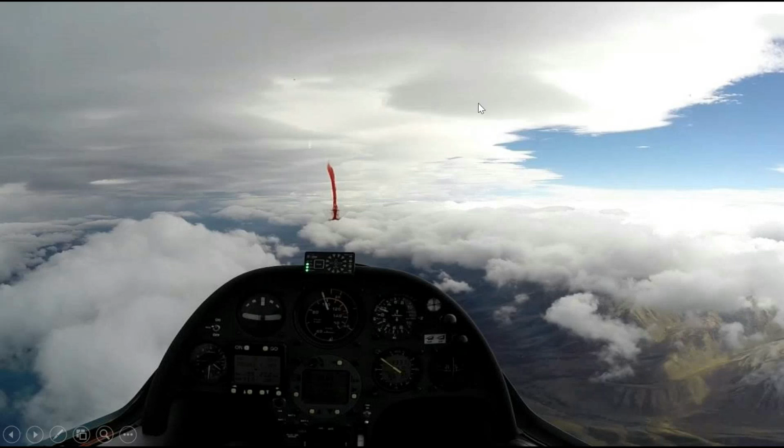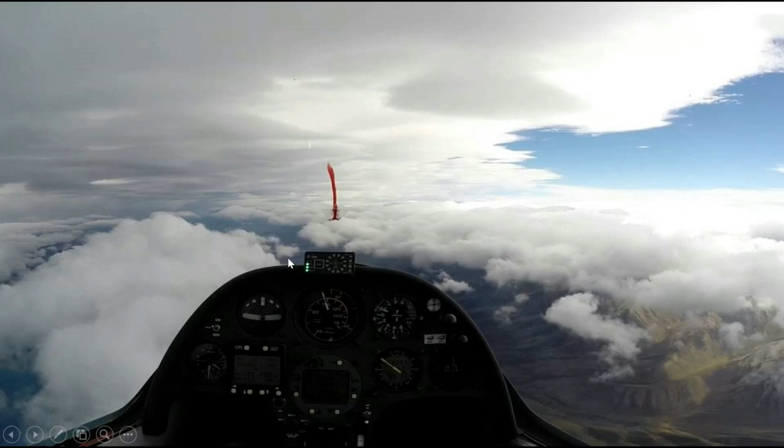How can I get up? But do I want to go up much higher? Because if I get up here, it's a pretty solid overcast. There's not a lot of VFR conditions up here.